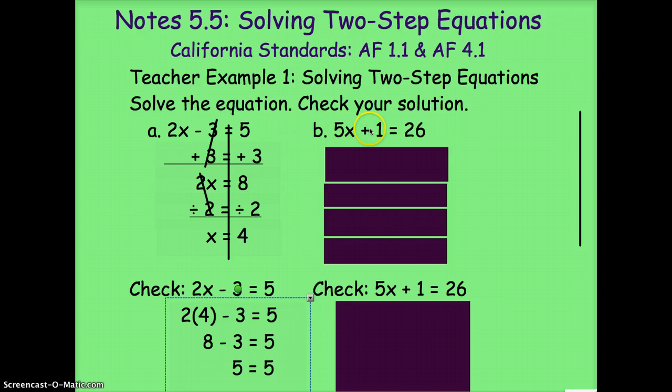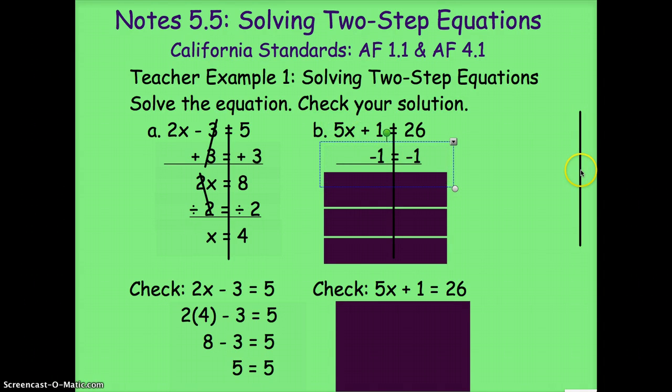Problem B, 5x plus 1 equals 26. I want to again begin with drawing my fence. Now, I see I've got addition. I want to undo that addition because again, we do addition or subtraction first before going on to any multiplication or division. So I'm going to subtract 1 from both sides. The ones on the left side of our fence cancel out. And on the right side, we have 26 minus 1, which is simply 25.